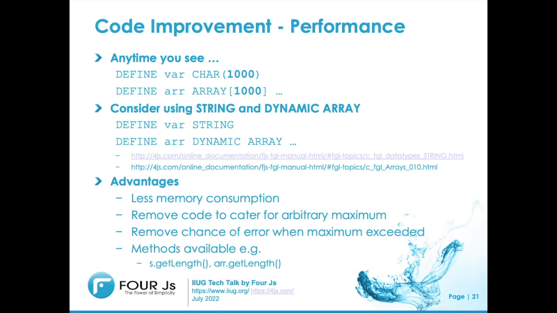My rule of thumb is that when you see char or array defined with a length, ask whether there is some rationale to that length. For an array, a good rationale might be 12 for the number of months in a year. But if you see large numbers such as 1,000 or 5,000, you know that typically there is no rationale to this large number apart from it being large. These char and array variables are prime candidates to be coded as string and dynamic arrays.